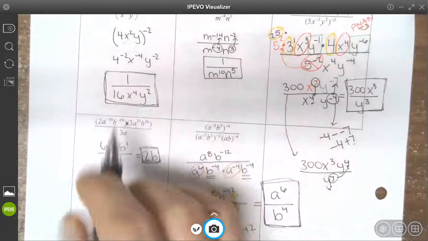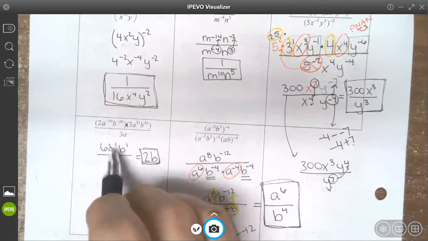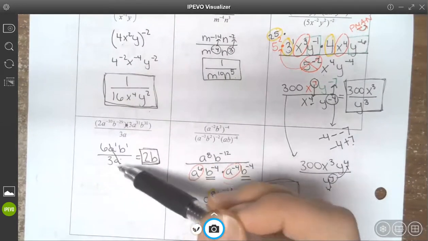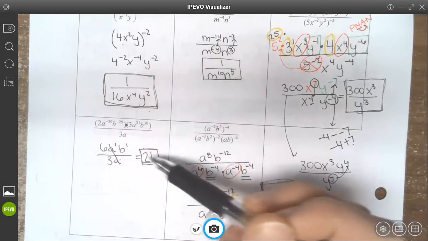This one's a little funny. So multiplying straight across here, I have 6, negative 3, a to the first. Then you get b to the first. A over a is just going to cancel out or give you a to the 0. 6 over 3 is 2 and leaves me with 1b.